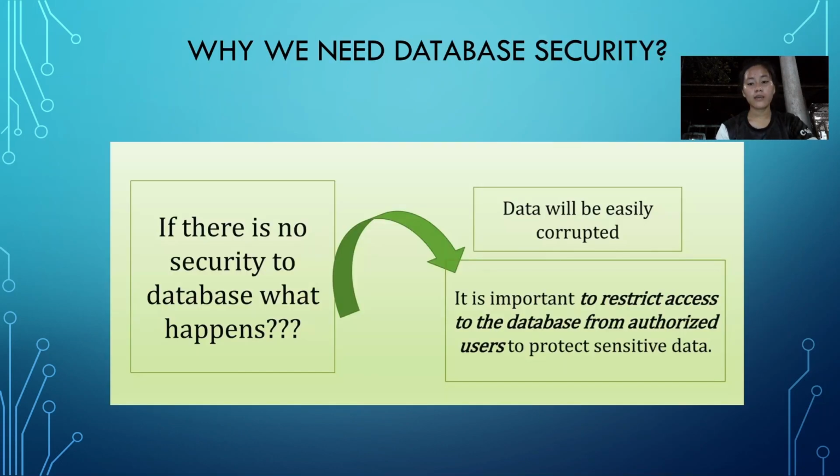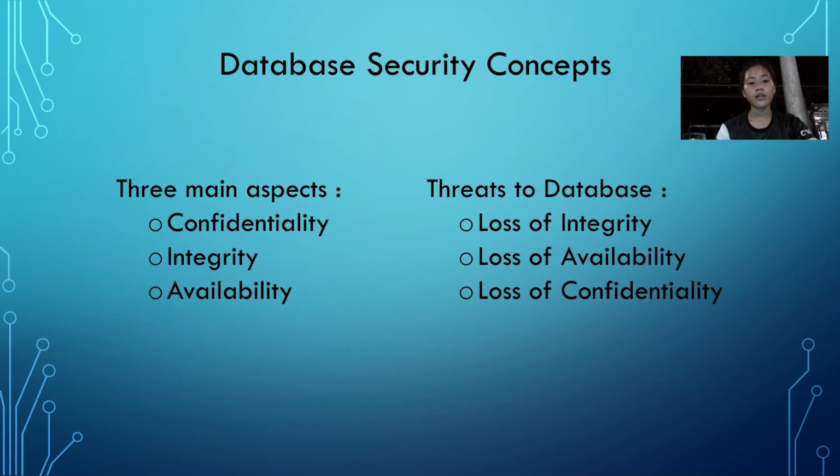So why do we need database security? If there is no security for the database, data will be easily corrupted, and it is important to restrict access to the database to authorized users to protect sensitive data. We have here three main aspects, which are confidentiality, integrity, and availability, and also the threats to the database, which are the loss of integrity, loss of availability, and loss of confidentiality.